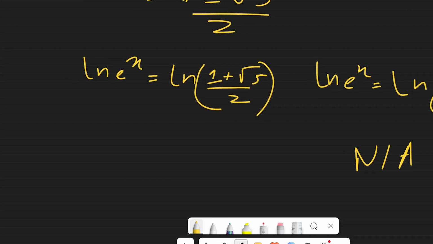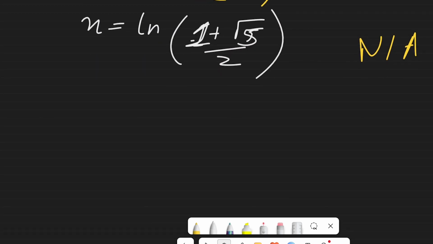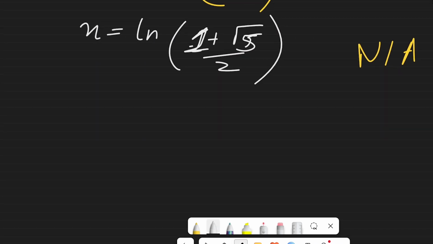And over here, as we have ln e, which is essentially log of e to the base e, that would be 1, and x would come down, so x would be equal to ln of (1 plus square root 5) over 2. You can add it as it is, or you can convert it into the other form. It's entirely up to you. That is it for this question.